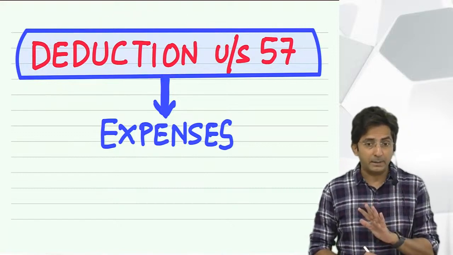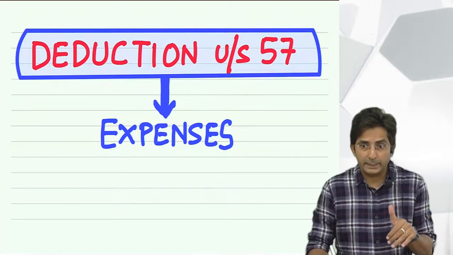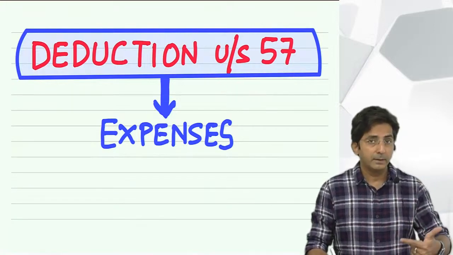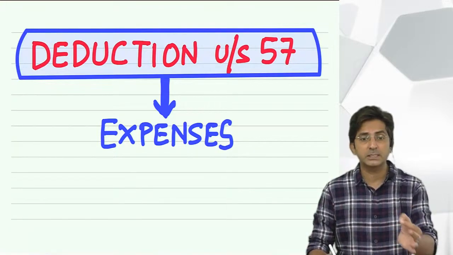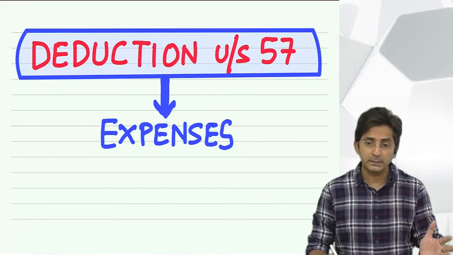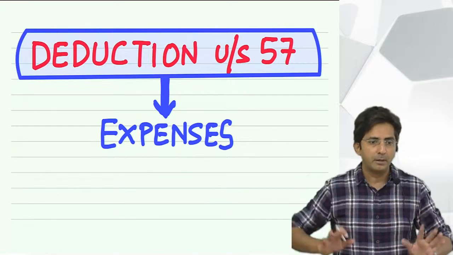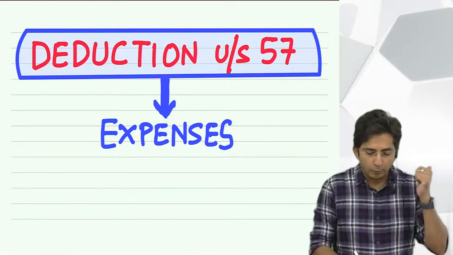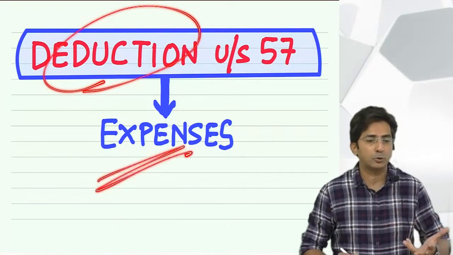But in every chapter, it will not be the same section. Under this chapter, which we are doing right now, income from other sources, it is deduction under section 57. When you study income from salary, you will find deduction under section 16, and under income from house property, section 24. This way, different sections will be there in different chapters. But one thing is common: under each head of income, there will be a concept of deduction, and deductions are connected with your expenses.